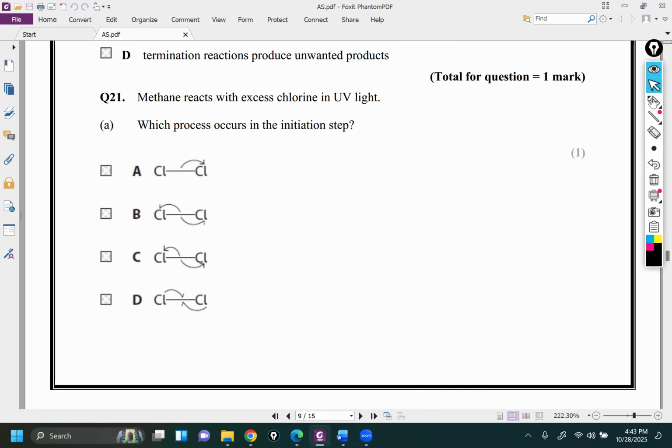Question 21. Methane reacts with excess chlorine and UV light. Which process occurs in the initiation step? It's a very clear answer. I just told you. This is homolytic fission. A curly half arrow from the center of the bond and two chlorine free radicals will form. So the correct option is option B.